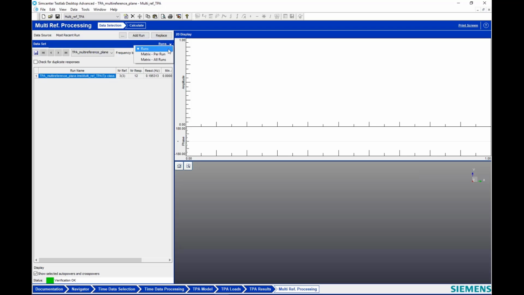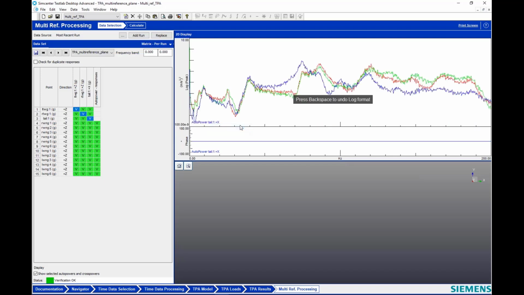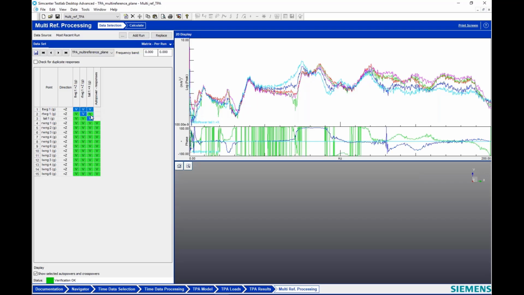If I switch from runs here, I can look at matrix per run or matrix all runs. Here I only have one run, so these two views are going to be the same. So I'm going to go to matrix per run. And this is my reference auto power matrix. So these are my 3 reference auto powers. If I put this in log or dB, those are my 3 reference auto powers. So if my references were uncorrelated, all the off-diagonal terms would be close to 0. And you can see here that is not the case.